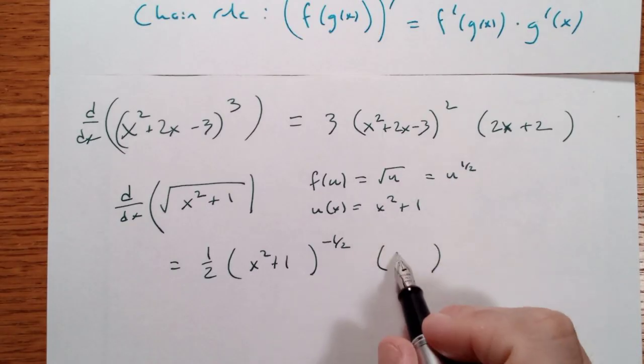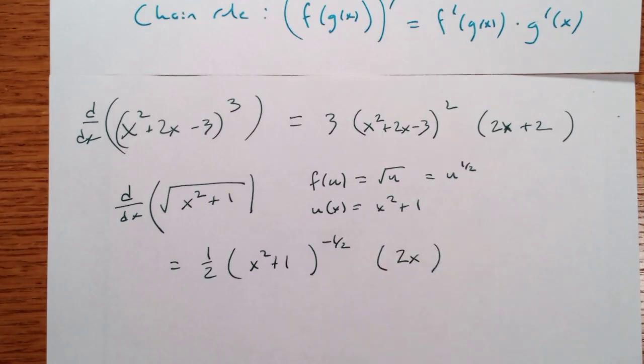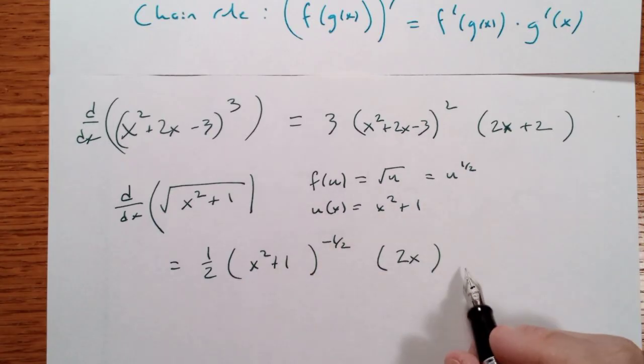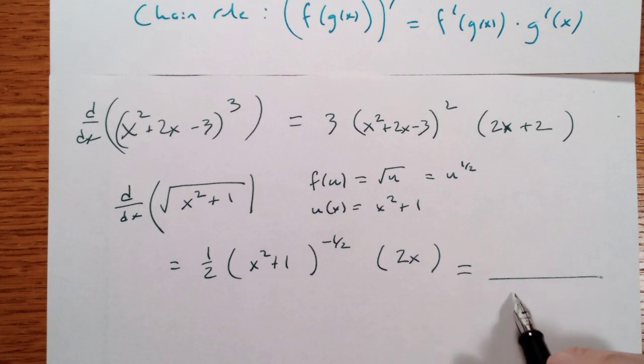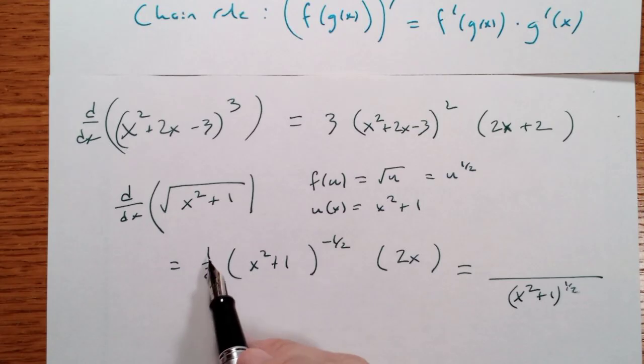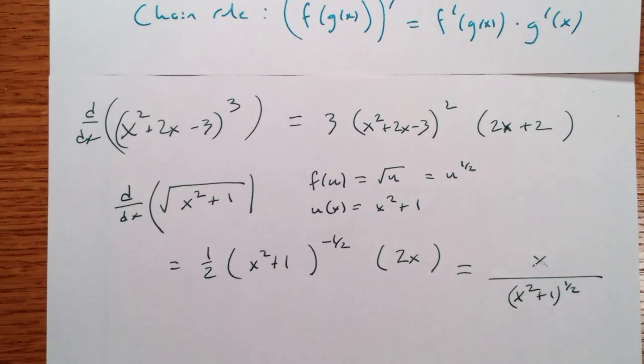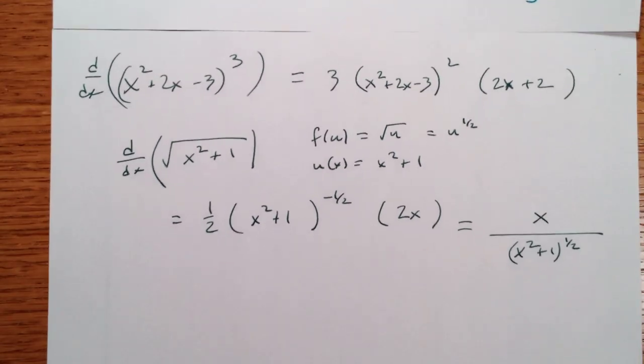What extra bit do we get? Derivative of x squared plus 1 is 2x. I'm perfectly okay with you leaving it like that. Most textbooks will simplify. This is to a negative power. Negative powers go in the bottom. The 2x goes on the top. Wait, I have a 1/2 times a 2. They cancel. And again, square roots are 1/2 powers.